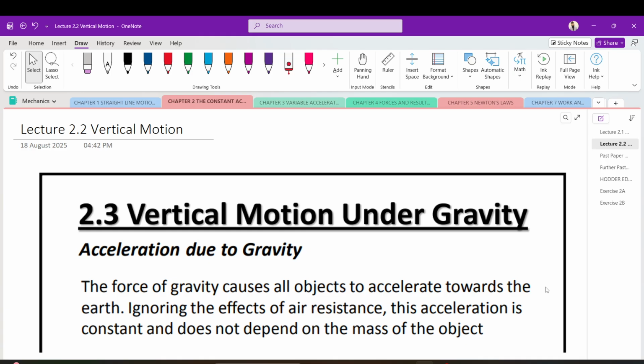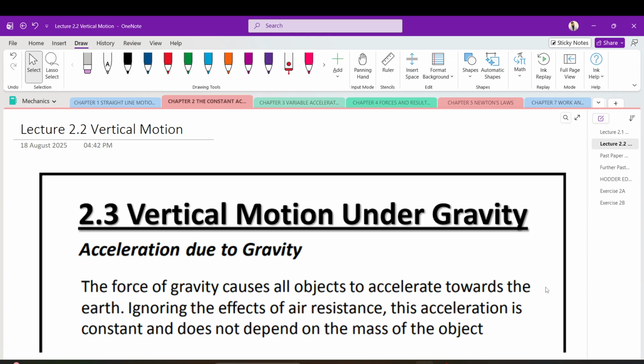So today we will be starting with our lecture 2.2, which is vertical motion. So far, whatever examples we have studied in our lecture 2.1, they were all related to horizontal motion, straight line motion, but horizontally. So today we will be considering vertical motion under gravity.